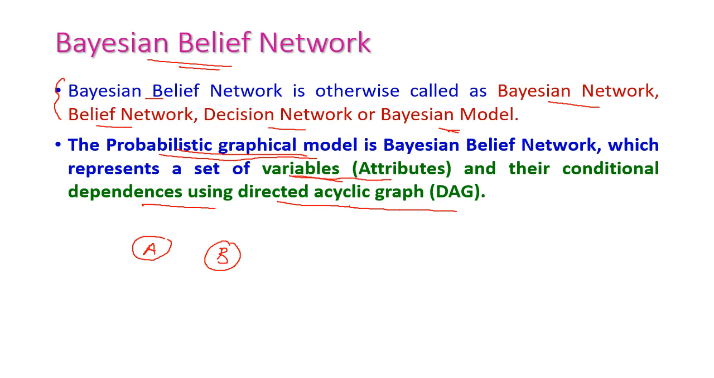The variables are represented by nodes, and the conditional dependency is represented by the arc or edge. Now this is a directed acyclic graph. Here A is the independent variable and B is the dependent variable, that is, the conditionally dependent variable. So this arc represents the relationship between A and B.